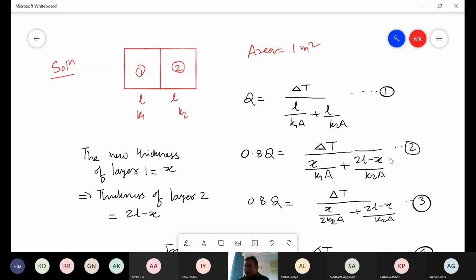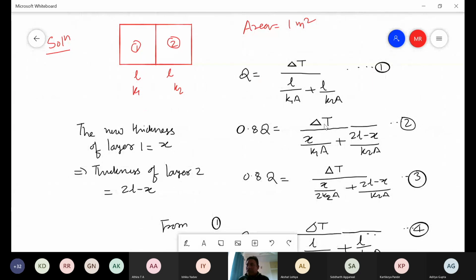So this equation can be rephrased as 0.8 Q is given as delta T. So delta T remains as it is. That is what has been given in the problem, isn't it? Driving force remains the same. That means delta T divided by the resistance of the first layer, which is X by K1A. That is what is given here in equation number 2.